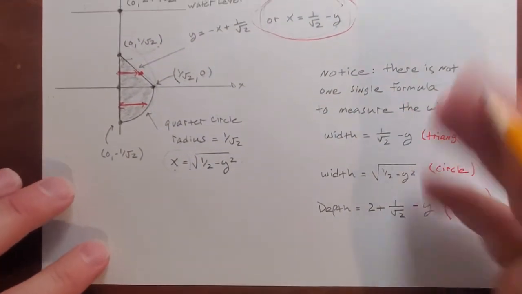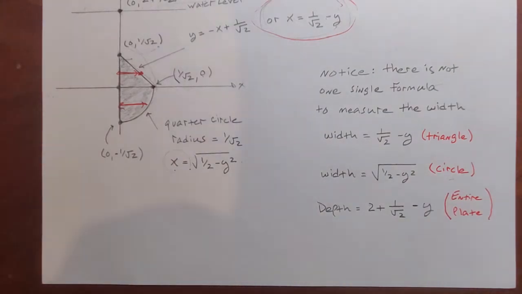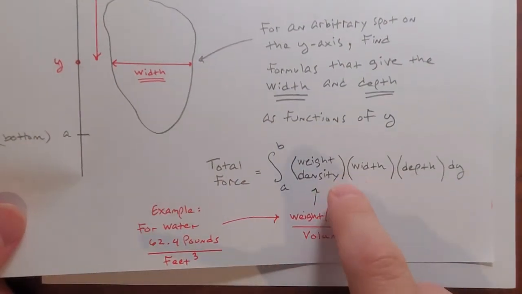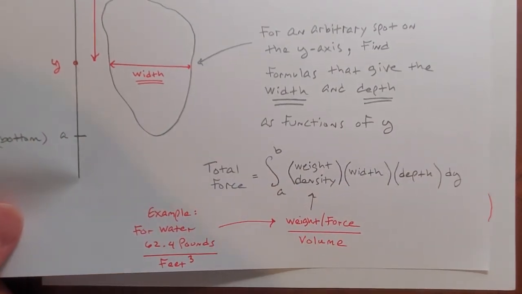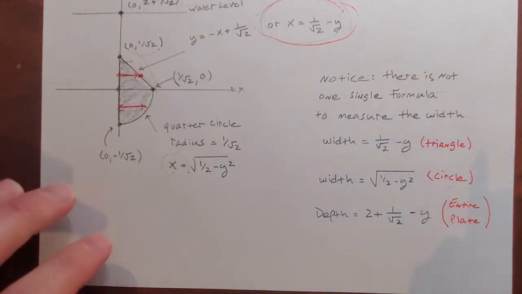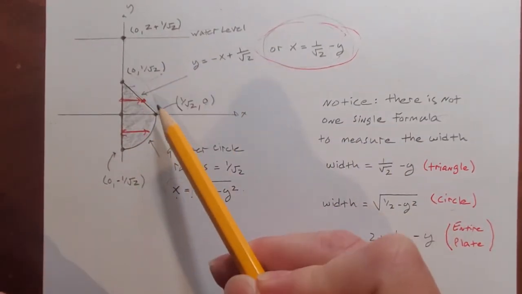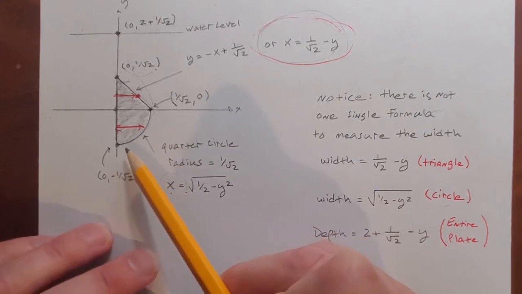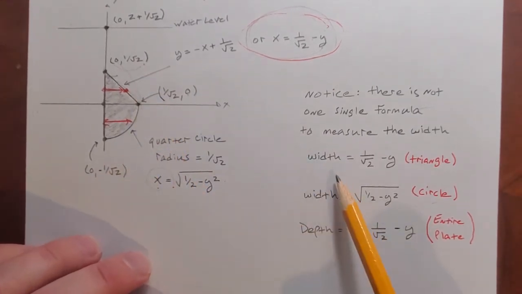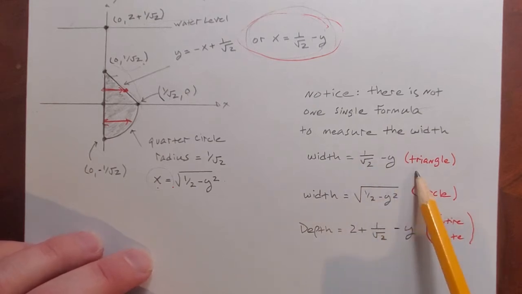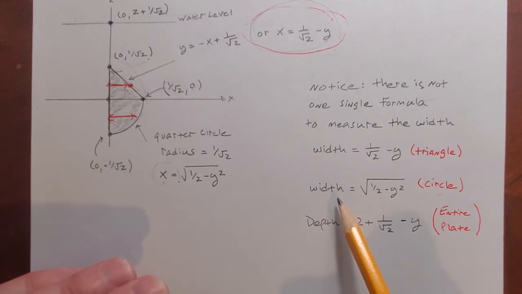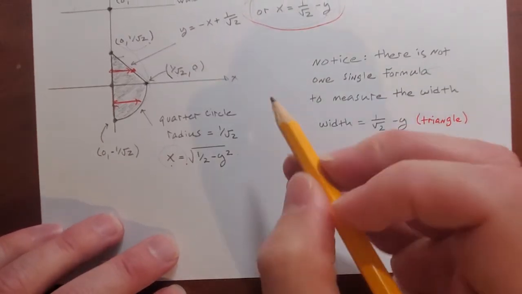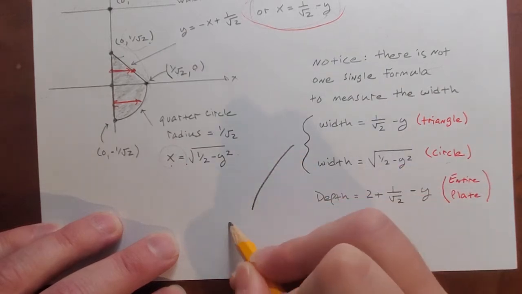So here's what I've got then. In our setup that we learned earlier, once we get our situation imposed on the y-axis, I need the width and depth in my integral as functions of y. And the difficulty with this one is there's not one formula that gives you the width all the way through this thing, because part of it's a line and part of it's a curve. Part of it's a triangle and part of it's a circle. So the width is 1 over root 2 minus y for the triangle. The width, though, is root of 1/2 minus y squared for the circle. So there's not just one formula. Because of that, we're going to need 2 integrals.